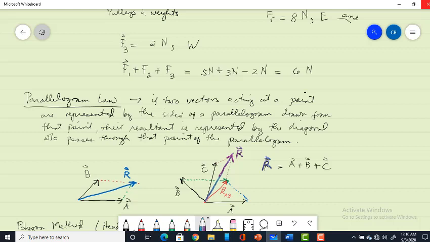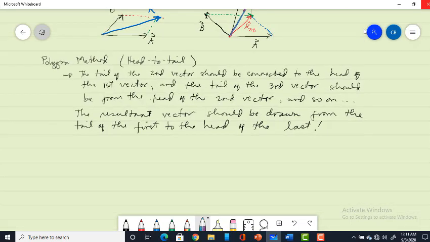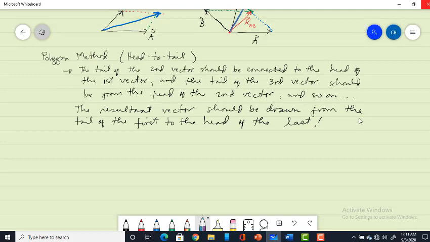But there is a simpler way. If it is three or more vectors, instead of the parallelogram law, you can use the polygon method, also known as the head-to-tail method. It states that the tail of the second vector should be connected to the head of the first vector, and the tail of the third connected to the head of the second, and so on.